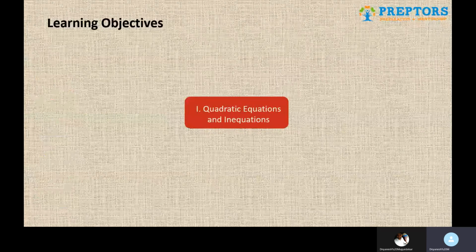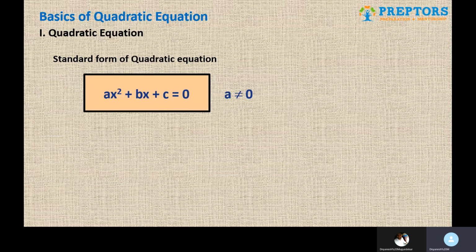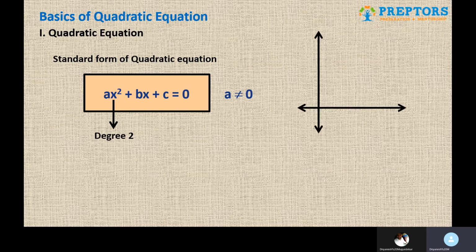The first part, as I said in the previous class as well, whenever you study any particular equation, two things are very critical. One is the standard form and second is the graph of the equation. So the standard form of quadratic equation is ax square plus bx plus c is equal to 0, as long as a is not equal to 0. And as you can see, the degree of the equation is 2. The second part, the graph of the quadratic equation, is going to be something like this, which is called a parabola shaped graph, a U-shaped curved parabola.